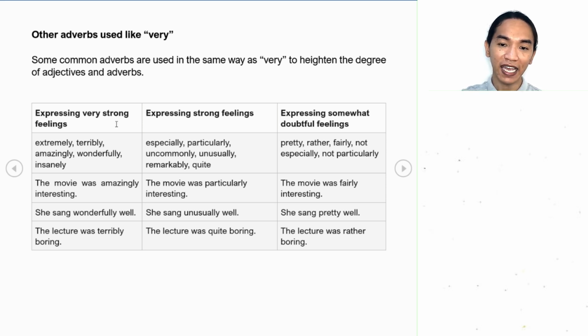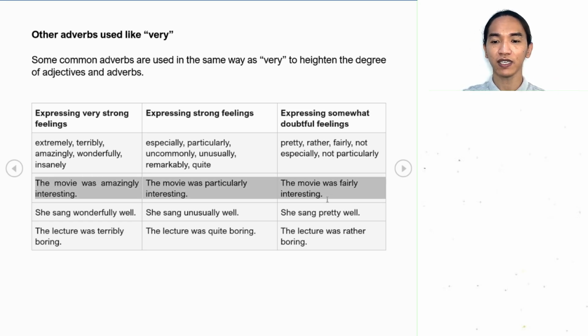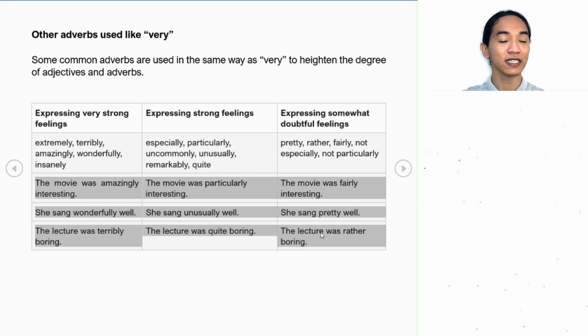So, strong feelings: extremely, terribly, amazingly, wonderfully, insanely. Okay, so those are strong feelings. Expressing somewhat doubtful feelings: pretty, rather, fairly, not especially, not particularly. And we have here some sentence examples that I want you to take a look at and practice more using our adverbs to replace very. Okay? So I hope you find our lesson today very helpful.